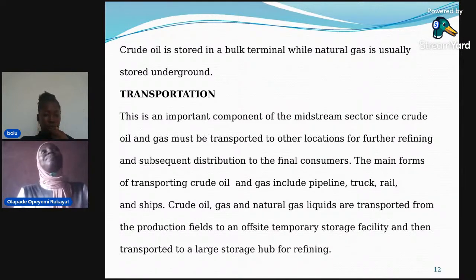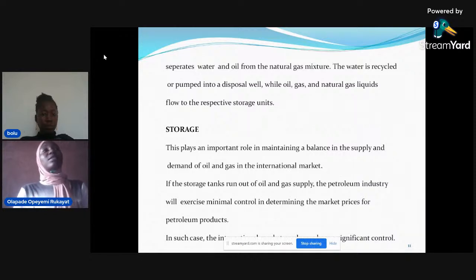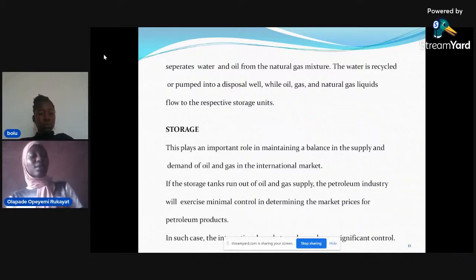Now let's imagine a storage tank runs out of oil and gas, and let's say it has a limited amount of oil and gas. That definitely implies there will be a limited supply of the oil and gas in the market. This gives the petroleum industry minimal control over the price, because the higher the supply, the lower the price, and the lower the supply, the higher the price. So the international markets will have significant control over the price of the crude oil and the natural gas. Likewise, the higher the demand, the higher the price, and the lower the demand, the lower the price.